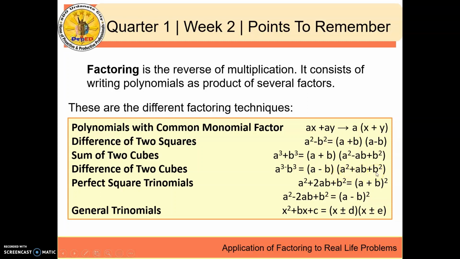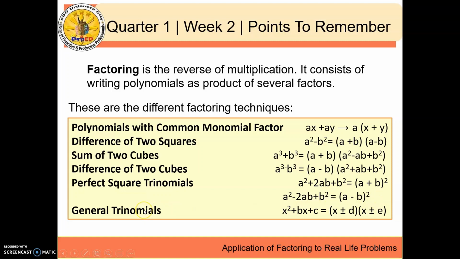ab plus b squared. For the perfect square trinomials, if the polynomial has exactly three terms and the first and the last term of the given polynomial are perfect squares and the middle term is just 2 times the product of the first and the second term, we can factor it using the pattern a plus b raised to the power of 2. And if the operation of the middle term is subtraction, like a squared minus 2ab plus b squared, the factor is a minus b raised to the power of 2.